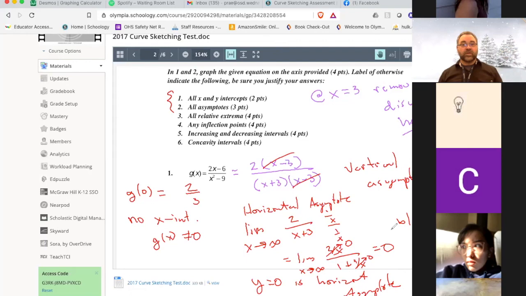And so we've so far shown the hole. We've shown the vertical asymptote. We've shown the horizontal asymptote. So we are now ready to move on to the calculus portion. All right.